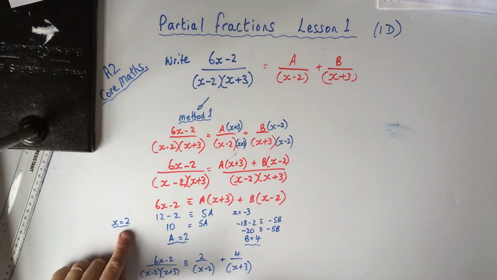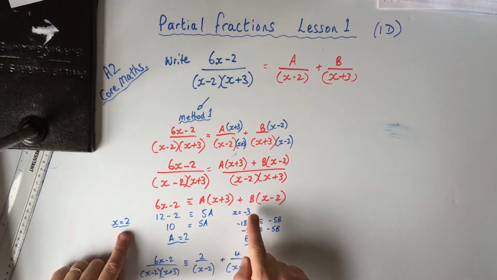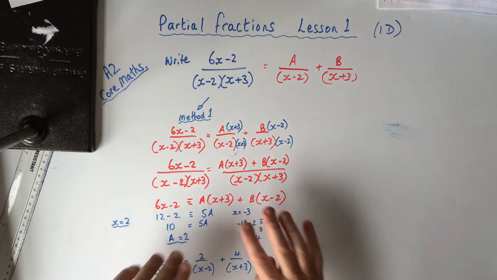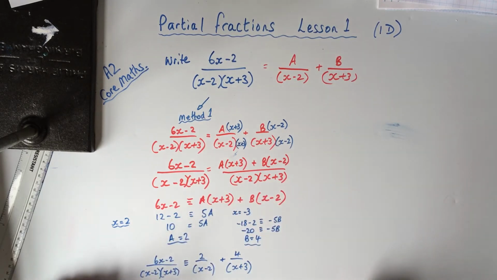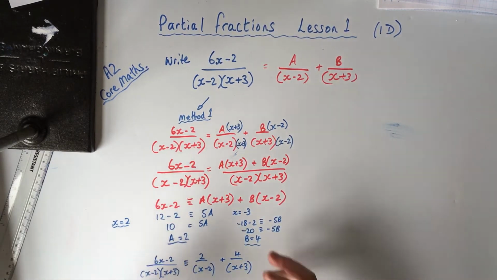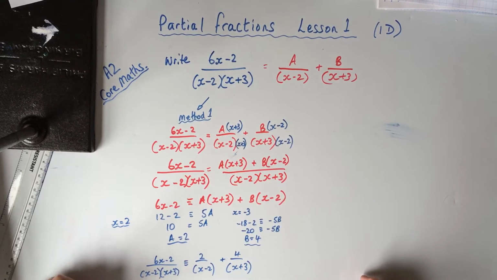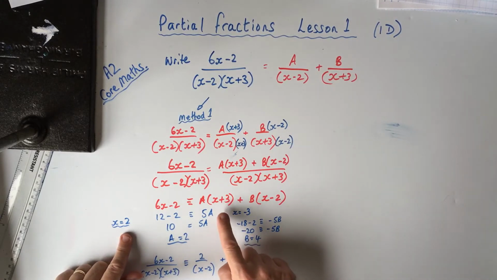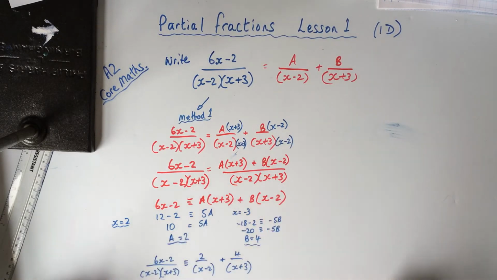Of course, we've chosen 2 and minus 3, but actually we could choose any numbers, couldn't we, really? We could just choose 0 and 1 and put those in. We'd end up getting 2 simultaneous equations then, both with a and b, that we could solve. But it's just quick and easy to pick numbers that cancel out one of your brackets.